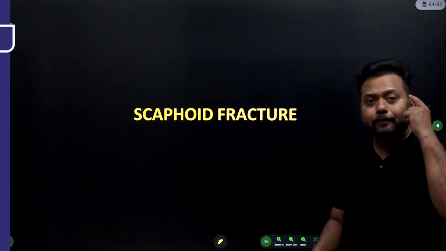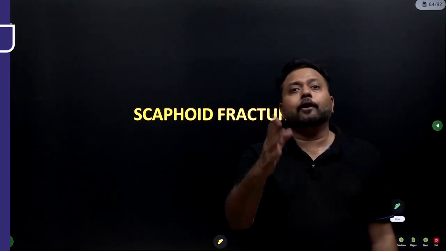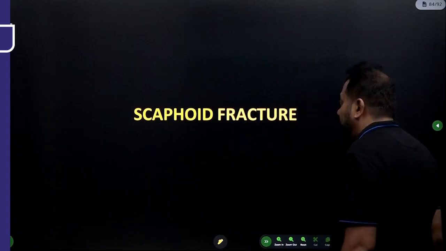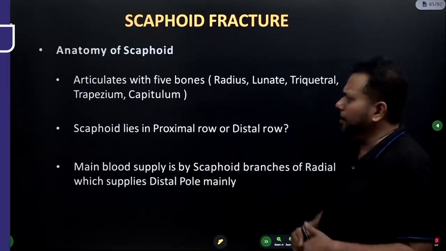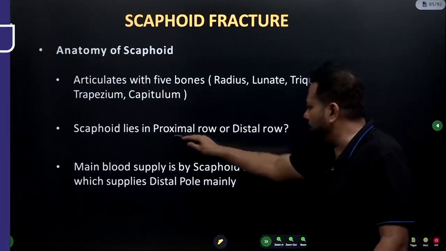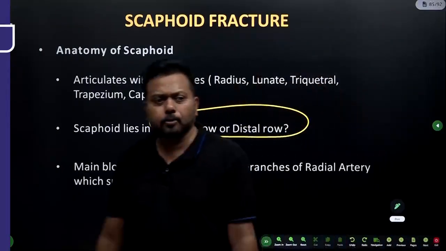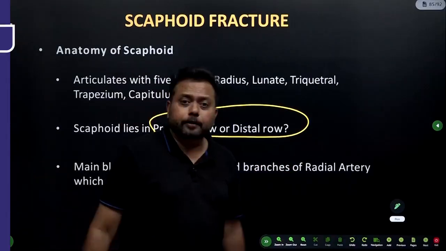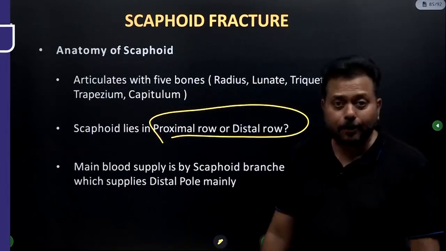Coming to the next very important fracture, scaphoid fracture. Already I told you the most common fracture of young adults is scaphoid. Does scaphoid lie in the proximal row or distal row? This is a very commonly asked question in anatomy. All these mnemonics, like 'she looks too pretty, try to catch her'.